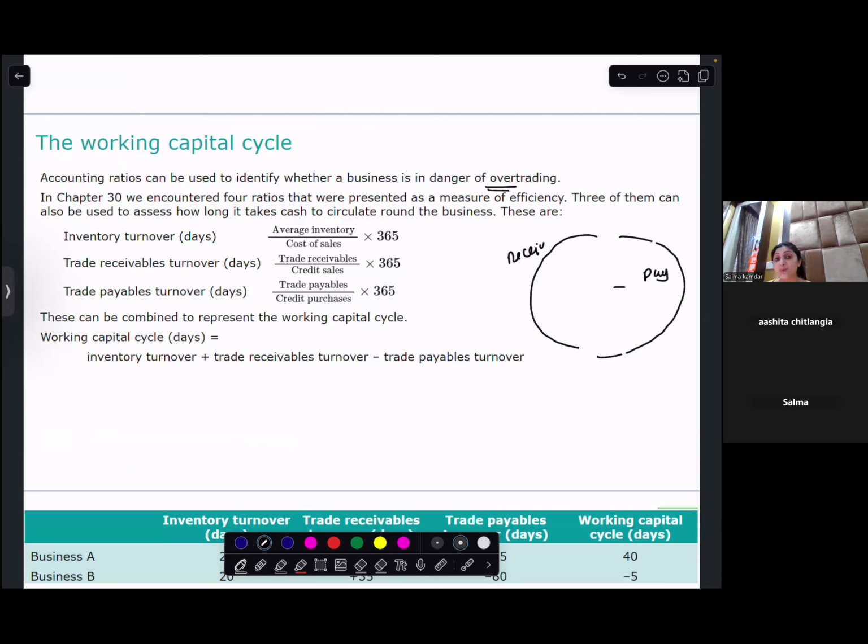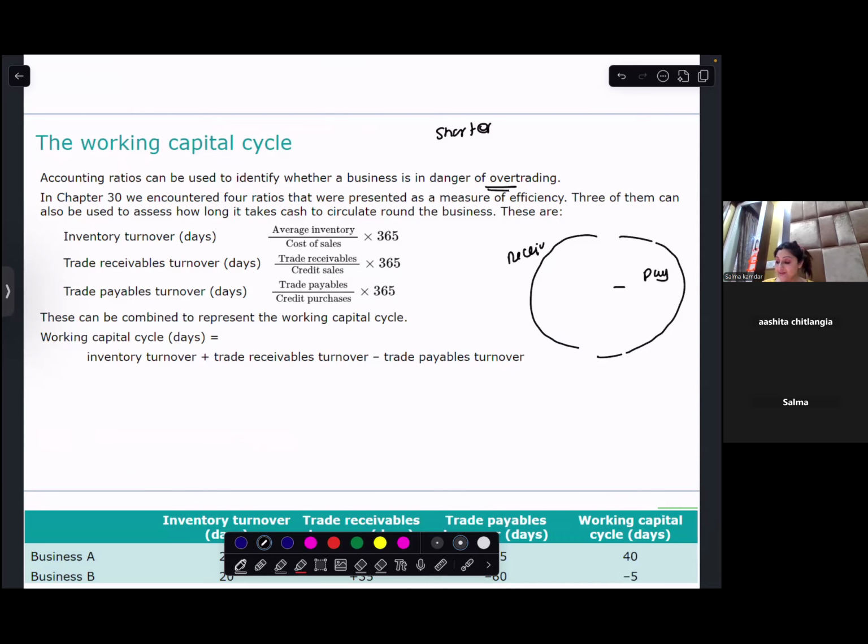So the shorter the working capital cycle ratio you have, the better you are completing your entire cycle. When I say the better you're completing your entire cycle, what does it mean? The faster you're going to sell, the faster you're going to receive the payments, and the faster you're going to pay the payments.